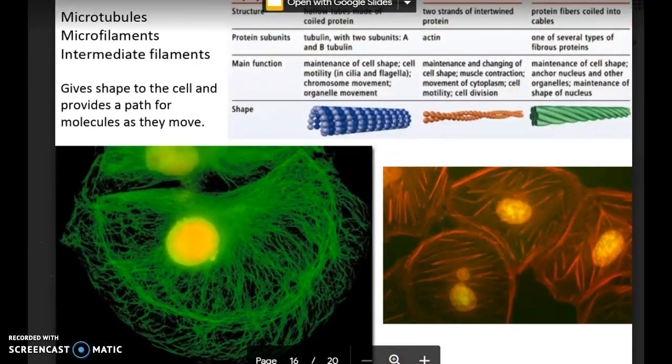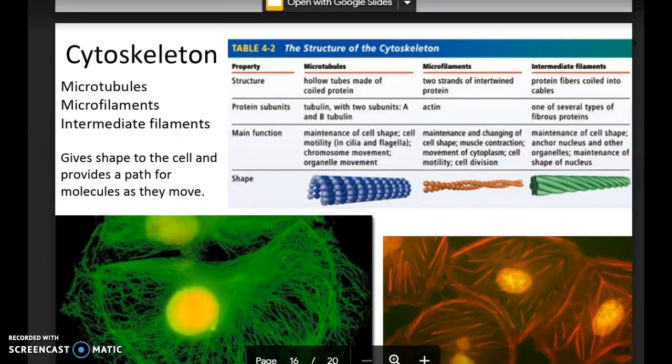And then the other major point that people seem to have questions about is the cytoskeleton, where it's made of microtubules, microfilaments, and intermediate filaments that give shape to the cell and provide a path for molecules to move. And some of the differences between microtubules and microfilaments are also noted.